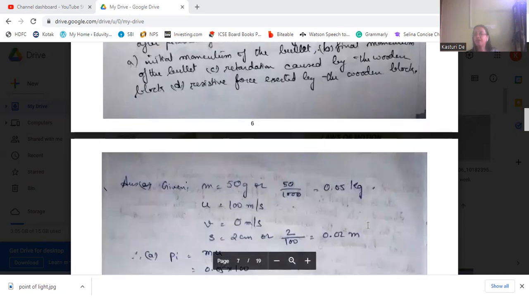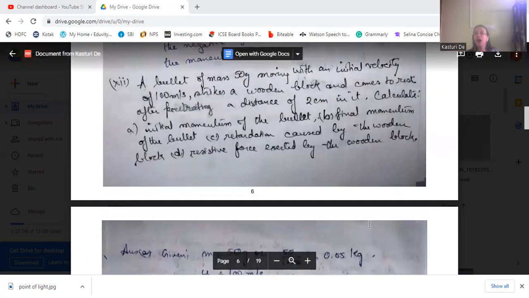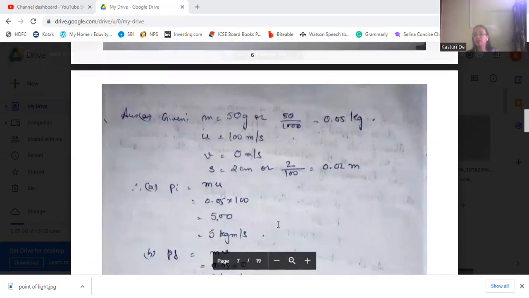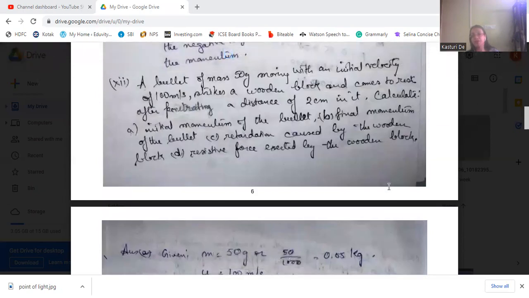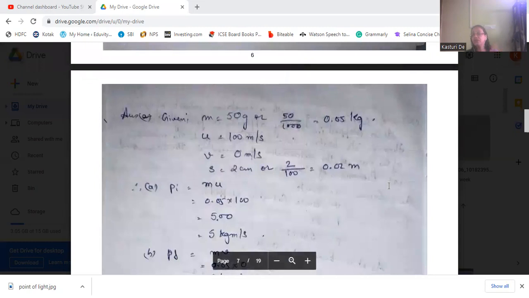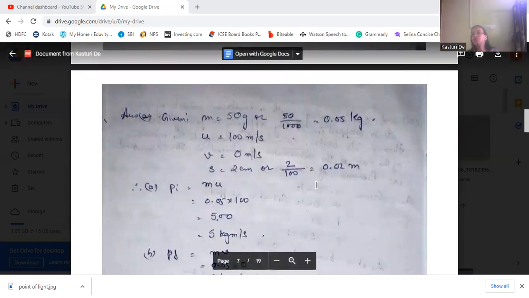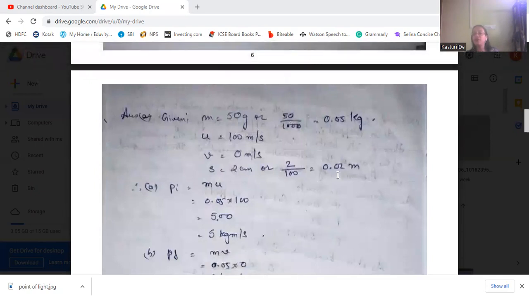Mass is 50 grams, that is 0.05 kg. Initial velocity, it's moving with 100 meter per second. After penetrating, it comes to rest, so that's why the final velocity is 0 meter per second. Then distance covered is 2 centimeters, that is 2 by 100, which is equal to 0.02 meters.